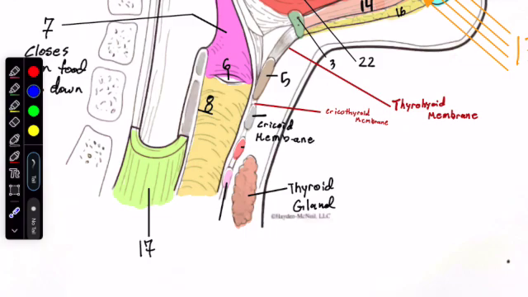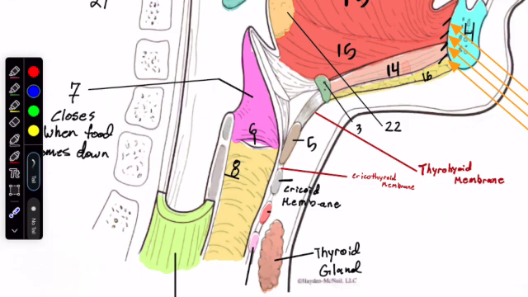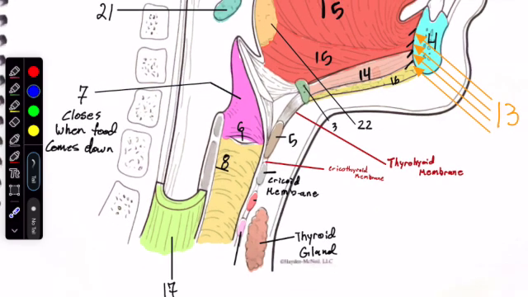All right. Number 6, that's going to be your larynx, sitting right here. Number 7 is going to be your epiglottis. You'll want to write down in there, it closes when food comes down automatically.